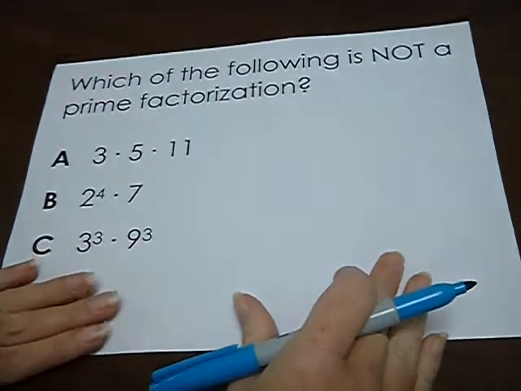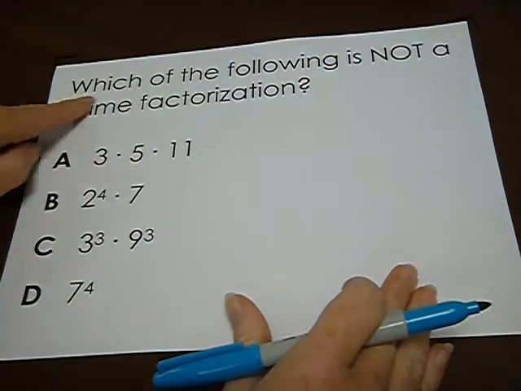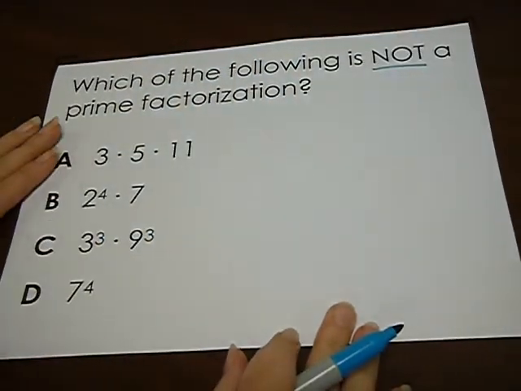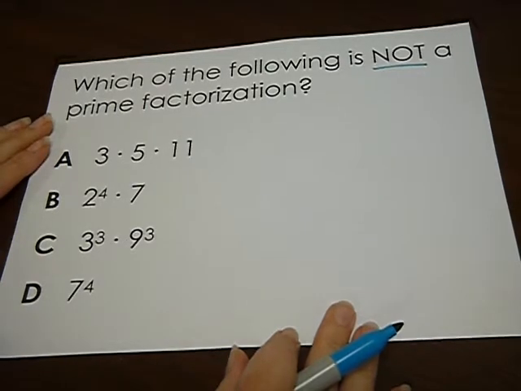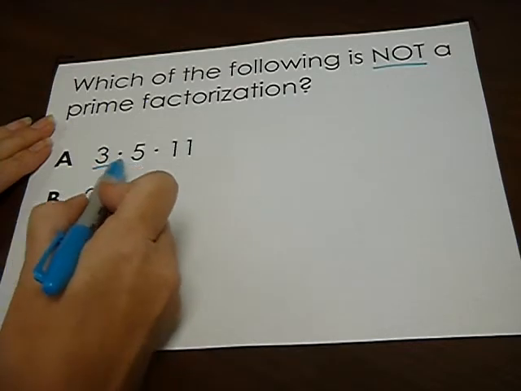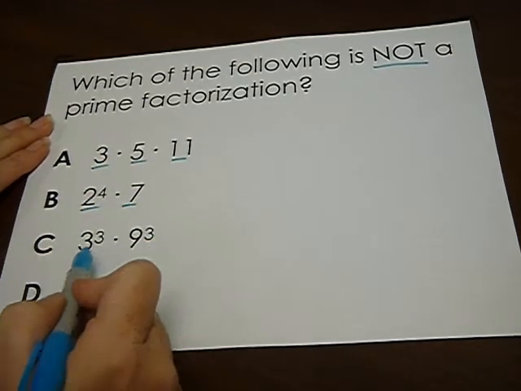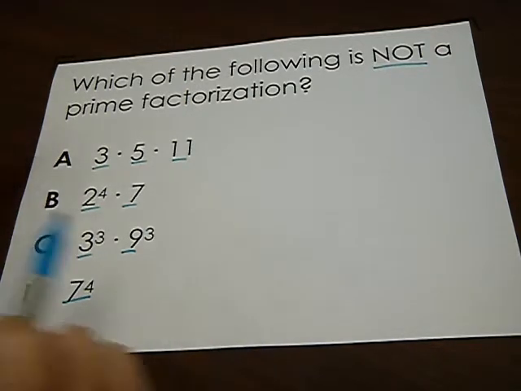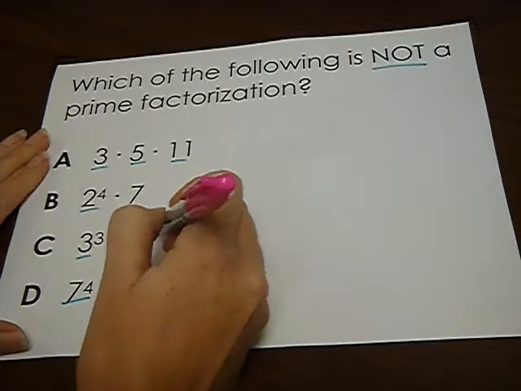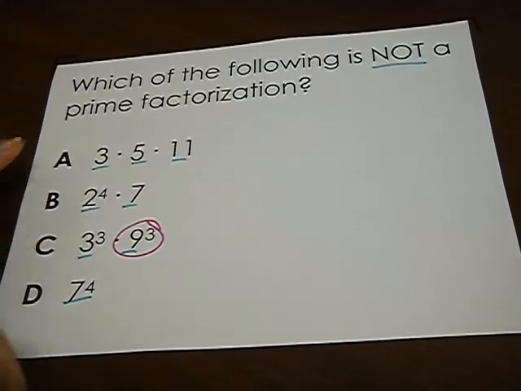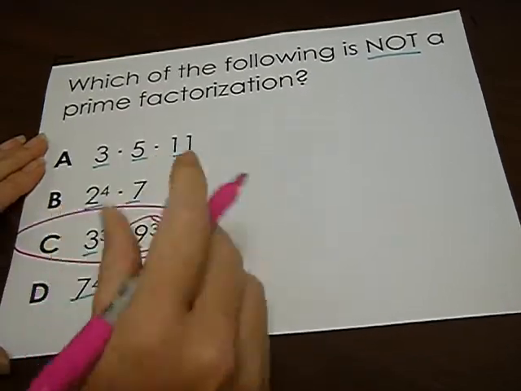I'm going to use my same reasoning on this question. Which of the following is not a prime factorization? If it does not have prime numbers, it is not a prime factorization. And when I check all of the factors in these problems, I find one that's composite. Can you see it? That's right. The composite number is this 9 right here. That means this is not a prime factorization. So C is the answer.